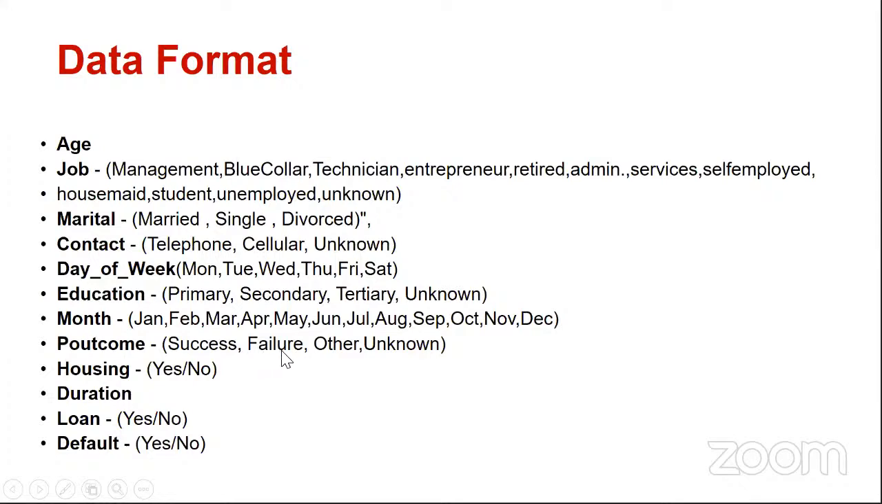What does a failure mean? The telecalling team has contacted the customer. The customer understood the statement but did not buy the term deposit. So the call ended up in failure. Rather than converting the customer, it just ended up as a prospect. While there are two other categories, participants, that is other and unknown. It says that other and unknown.